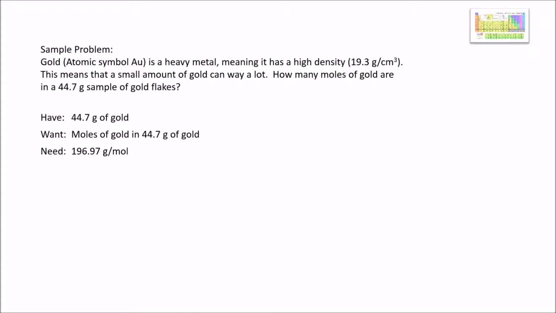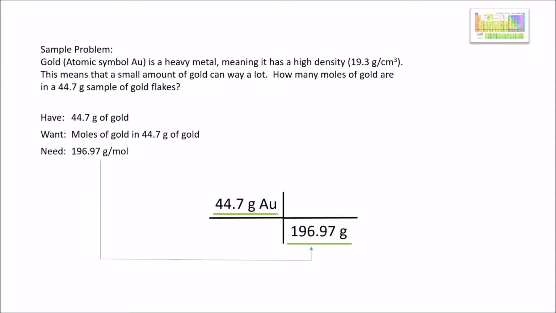Now we're going to set up our problem using this new information. The first thing we do is we bring down our 44.7 grams of gold. We're going to be using dimensional analysis, so we'll set up our grid. The first thing we need to note is that we have 44.7 grams up above, and in order to use dimensional analysis, we need to cancel those grams. So we need to put something down here that's also in grams. What is that? That's going to be our conversion factor. We'll put our 196.97 grams below, and we'll put our mole up above.